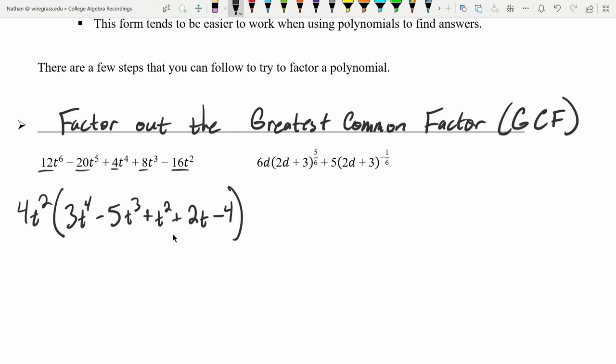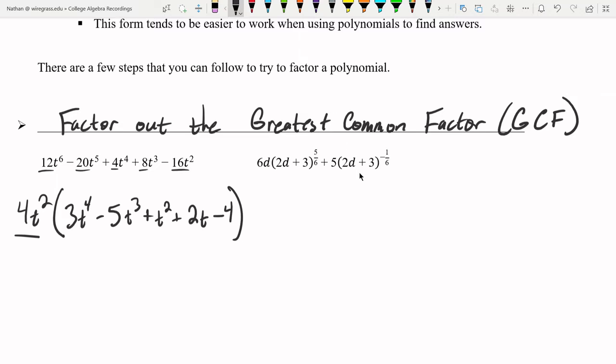And we can look back at this factored polynomial here. And I can say, well, there's no greatest common factor among 3, 5, 1, 2, and 4. There's no common thing there. And there's not a t in all of these terms, right? This one doesn't have a t there. So I have taken out the greatest common factor. The GCF of this polynomial is 4t squared.